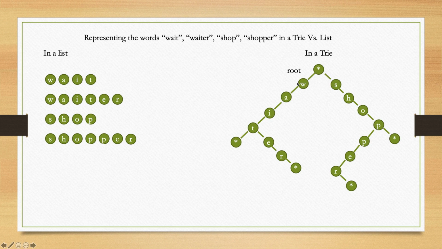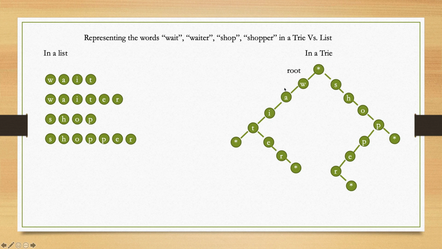And then we ask ourselves the question, does this W have an A as one of its children, because the second letter of wait is A? And we see that that's true. And then we follow that same pattern for I and T. Once we get to the bottom of the string, we need to denote in our trie some way that this path that we've gone through, W-A-I-T, is in fact a word. And one way that we do that is by adding a symbol, and in our case here, we're adding a star, just like the first symbol in our trie.